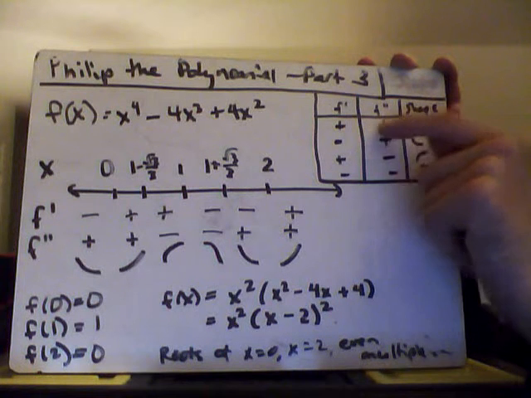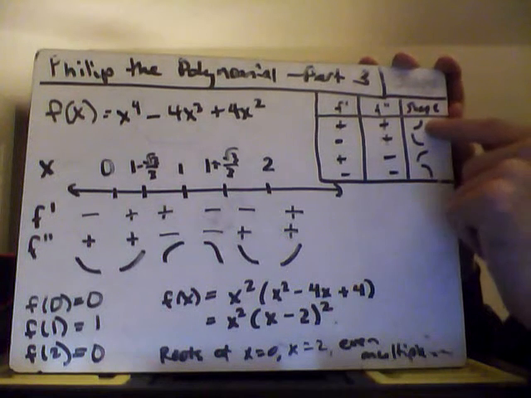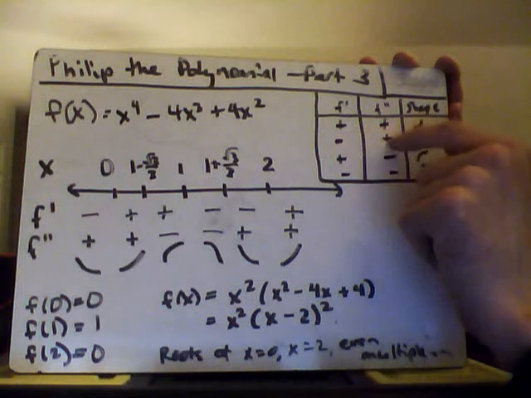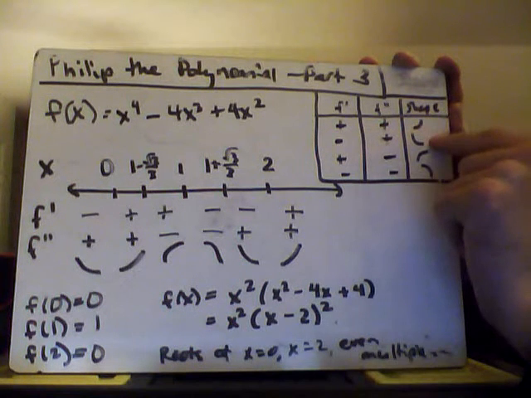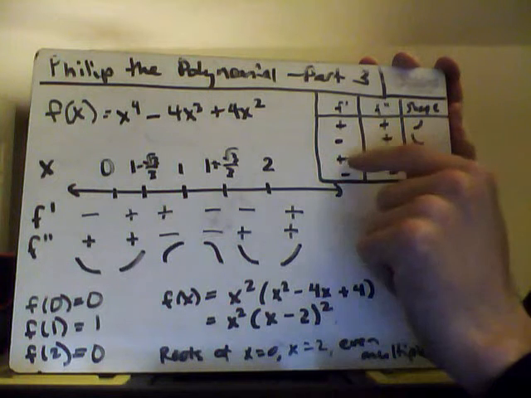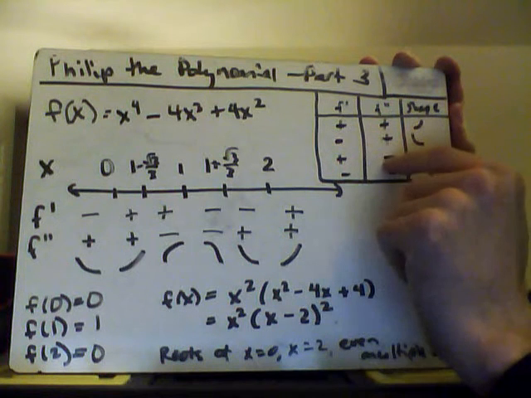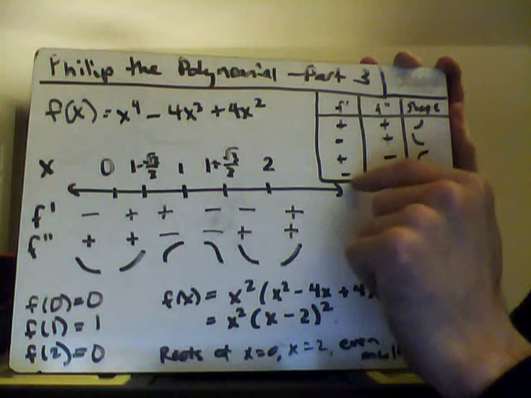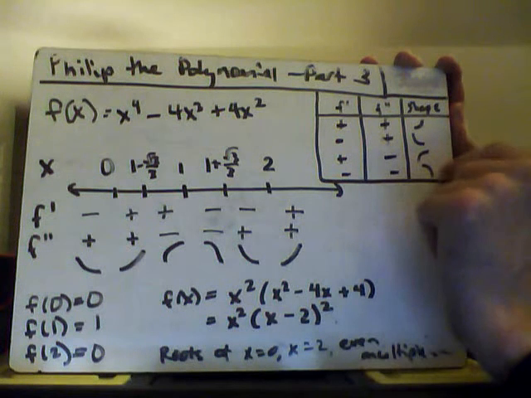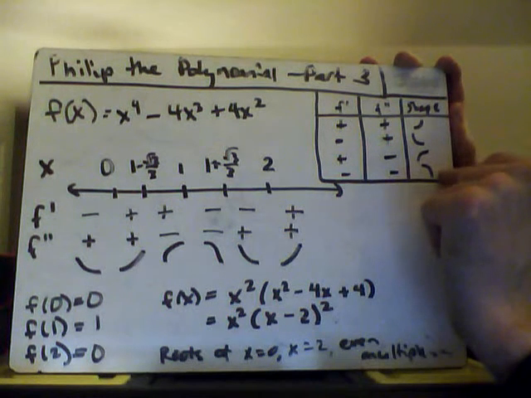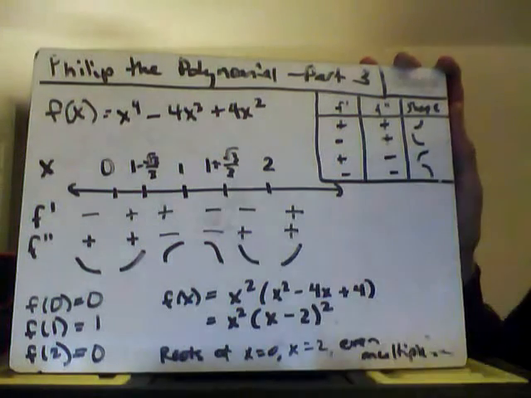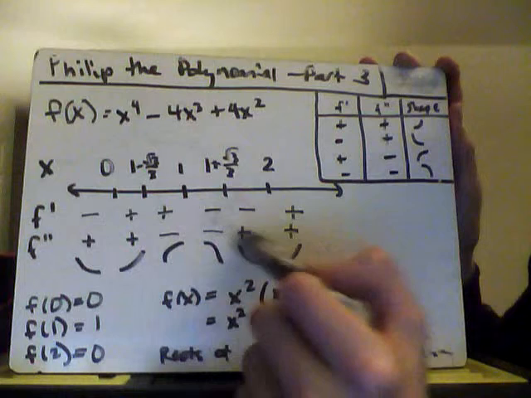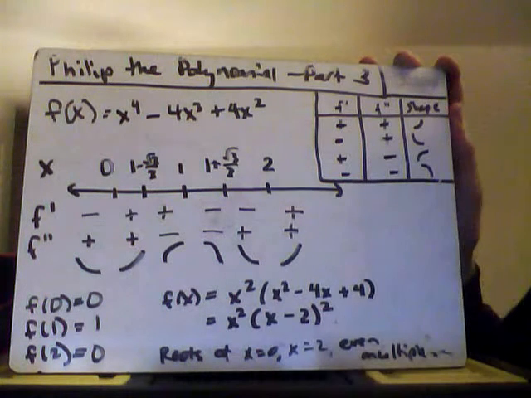If both the first and second derivatives are positive, we get a concave up increasing shape. If our first derivative is negative and our second derivative is positive, then we get a concave up decreasing shape. If f prime is positive and f double prime is negative, we get concave down increasing. And if both f prime and f double prime are negative, then we get concave down and decreasing. So based on the results from the sign test, I came up with the basic shape for each of these intervals.